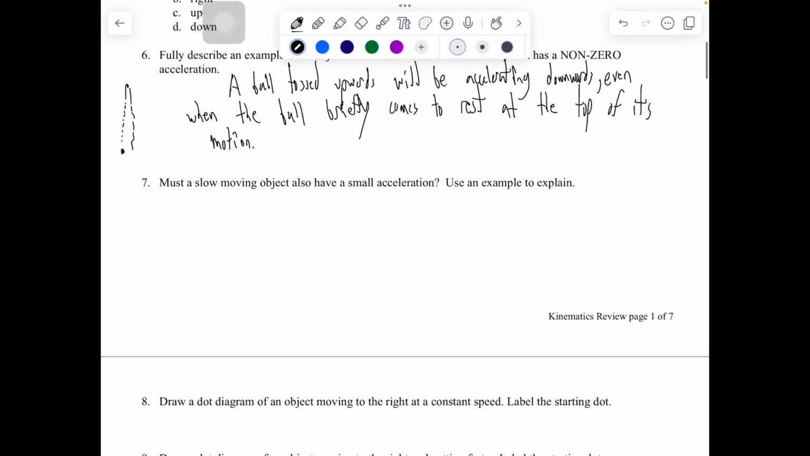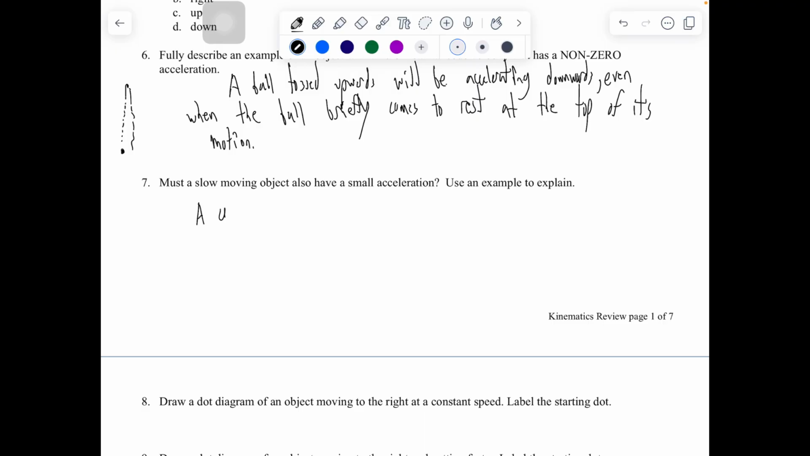Excellent. Must a slow-moving object also have a small acceleration? No. Use an example to explain. Well, if you are, say, moving really slow, you could be changing direction at a really rapid pace. Or maybe you are just starting, say you're in a car, and the light's green, you slam on the gas, and you have a really large acceleration, but you're not yet moving very fast.